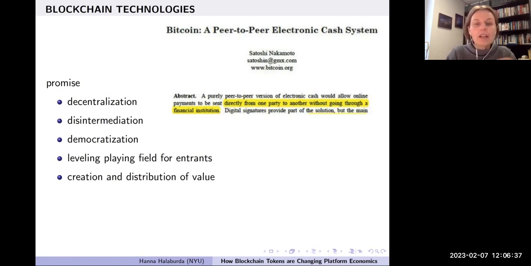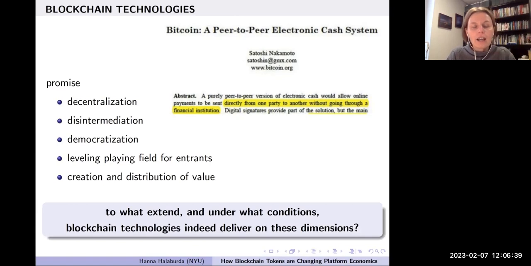So in my research broadly, I ask about each of those technologies, or many of those technologies, to what extent and under what conditions do they indeed deliver on these dimensions. And also, it turns out that disintermediation and decentralization are different things. It's useful to distinguish and dig into when and whether blockchain technologies deliver. It turns out that sometimes they do and sometimes not exactly. And this is useful if we want to apply them for large-scale practical applications.